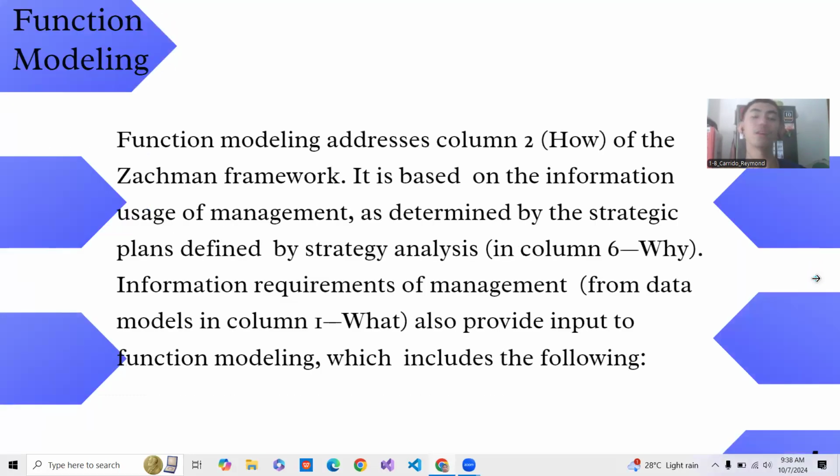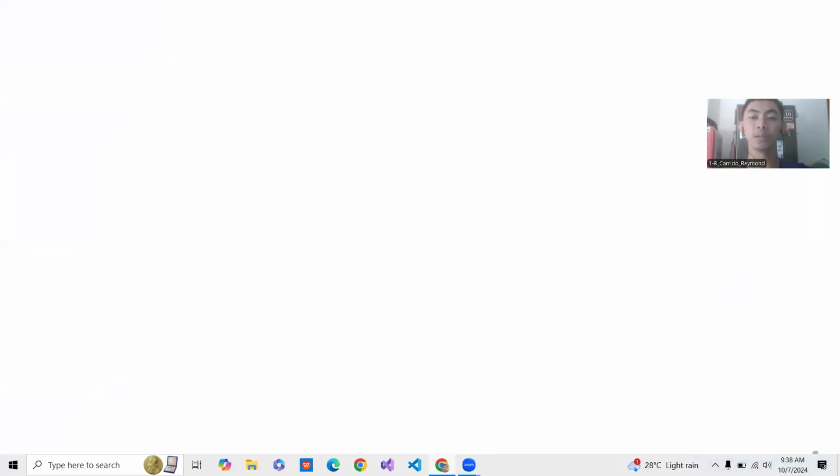So next is function modeling. Function modeling addresses column 2, or asking the how of the Zachman framework. It is based on the information usage of management as determined by the strategic plans defined by strategy analysis in column 6, or why. The information requirements of management from data models in column 1, the what, also provide input to function modeling, which may include the following.